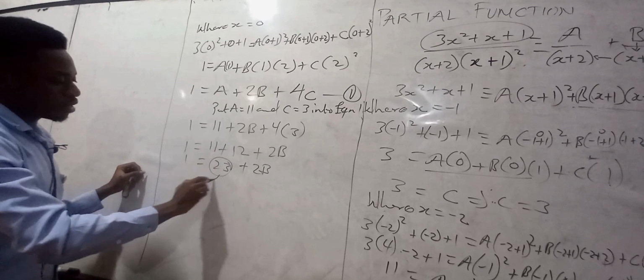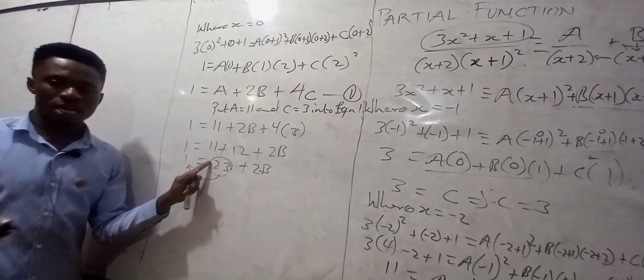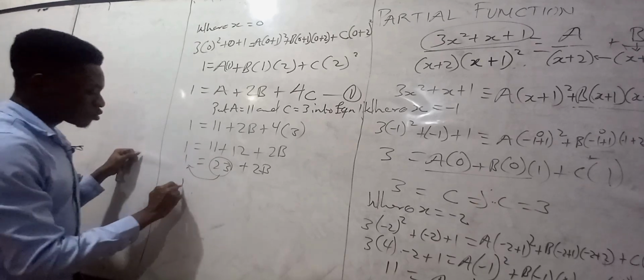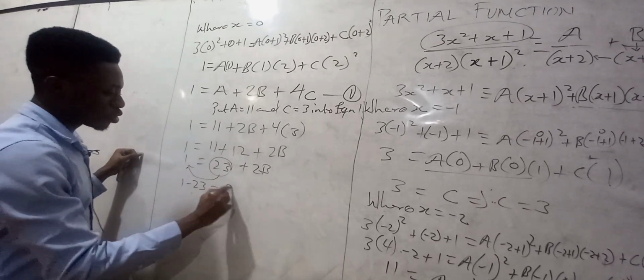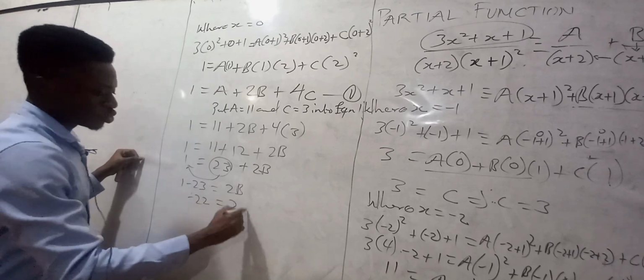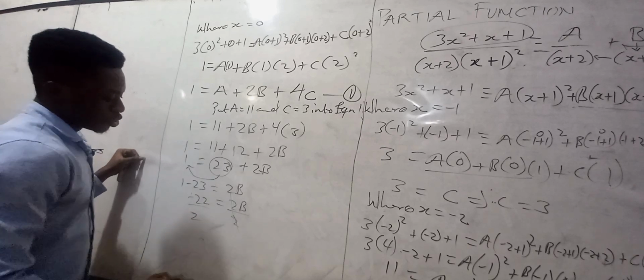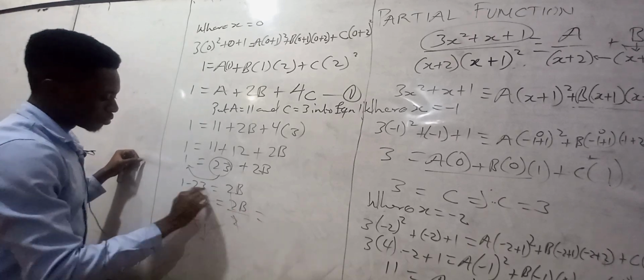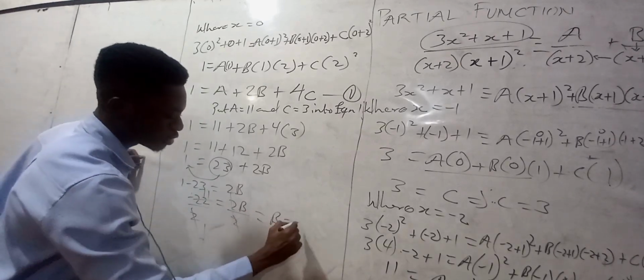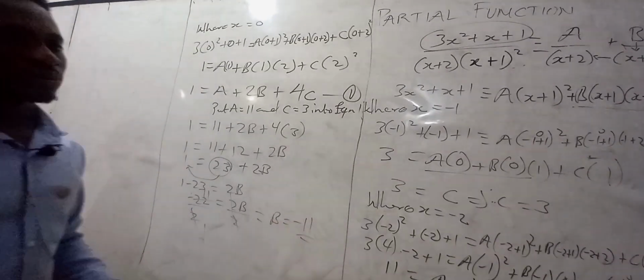So this 23 comes to the other side of the equation and it becomes negative because here it's positive. So we get 1 minus 23 being equal to 2B, negative 22 is equal to 2B. So we divide here by 2, we divide here by 2. So therefore, B is equal to negative 11. So that's the answer for B.